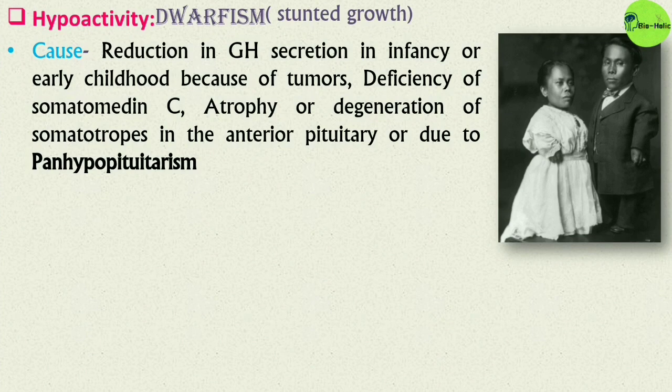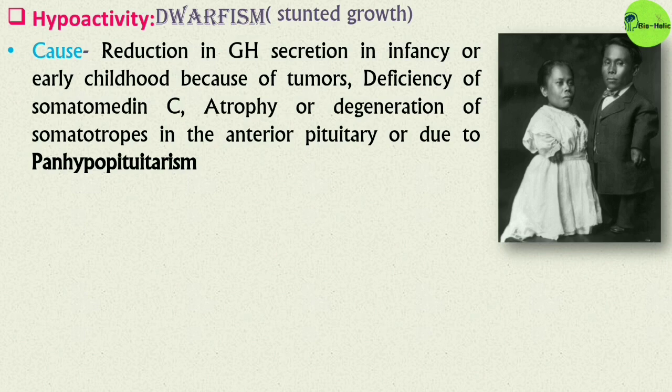This condition is called dwarfism, that includes stunted growth. Reduction in growth hormone secretion in infancy or early childhood because of tumors, deficiency of somatomedin C, or due to atrophy or degeneration of somatotrophs in the anterior pituitary may cause dwarfism. The dwarfism may also be due to panhypopituitarism.